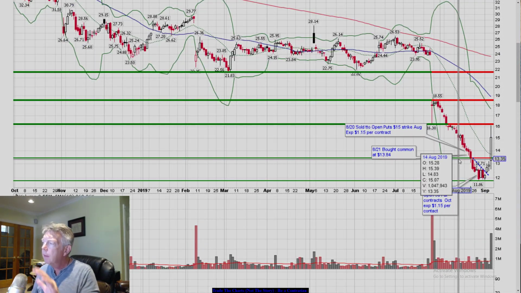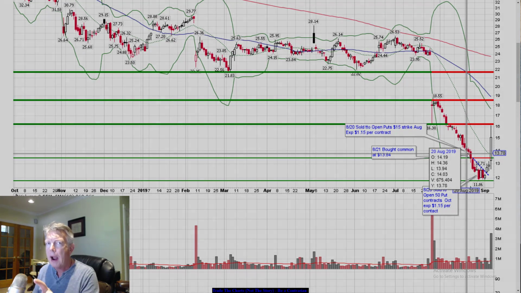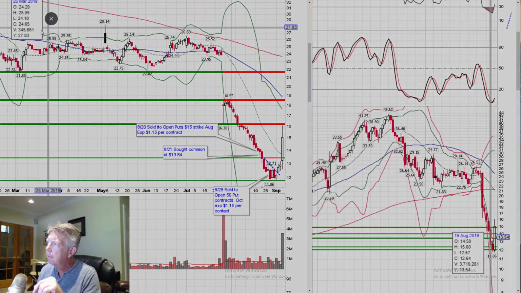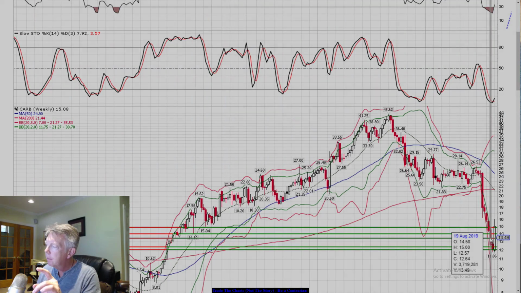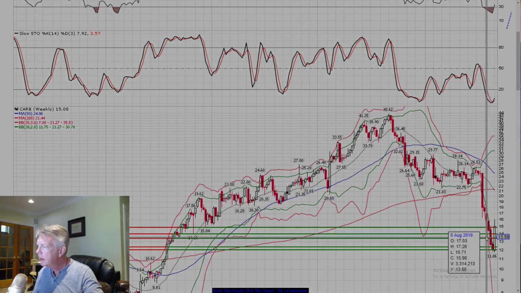So we stopped adding to our position on the 21st. Why? Back to the weekly chart. So what we did is, this is the week of the 19th. So we had those two trades. We sold the put options, 15 strike, averaging our cost down to $13.85. Then we bought common stock at $13.84, right at this historical support level.